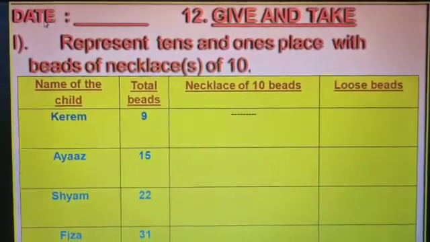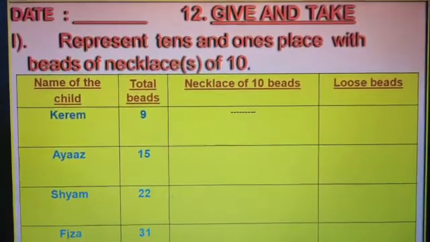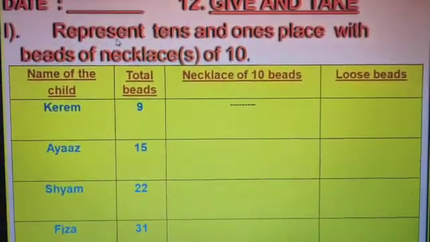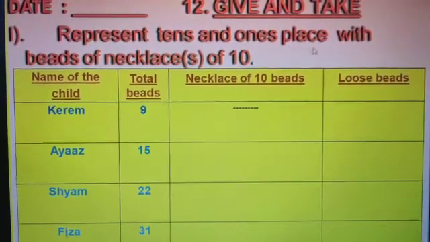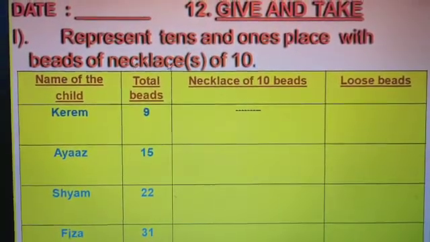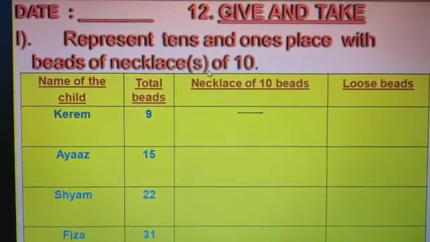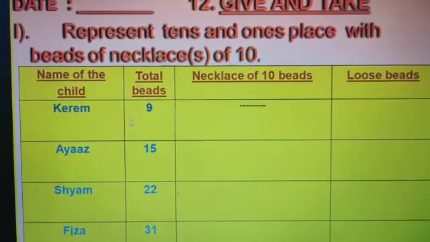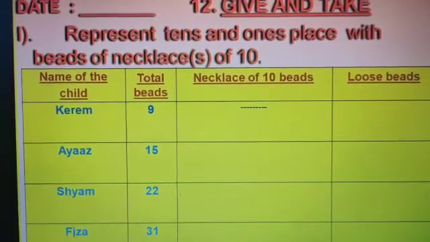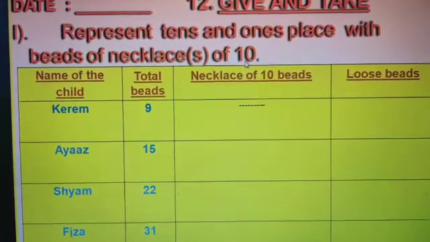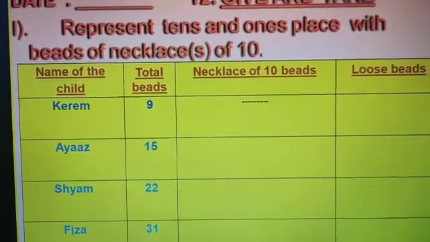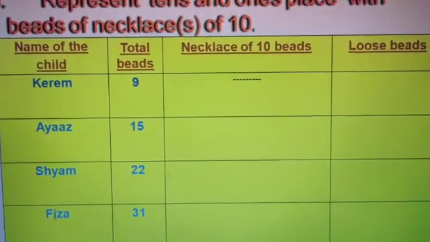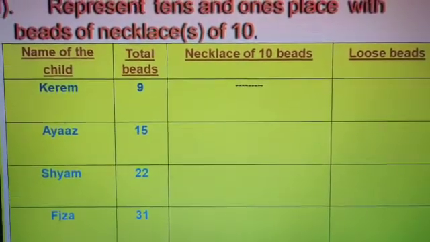First of all, write today's date here and write the chapter name, give and take. Let's see a few questions. What's the question here? Represent tens and ones with beads of necklace or necklaces of 10. So we need to represent the given total number of beads in the form of necklaces of 10. Each necklace must contain 10 beads. If there are 10 beads, represent them in the form of a necklace. If there are less than 10 beads, then represent them as loose beads.